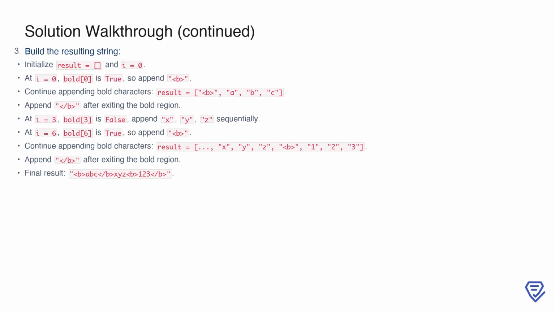With the bold array ready, we now construct the resulting string. We initialize an empty list, result, to build the output and start iterating through the string with an index i. At the beginning, bold[0] is true, so we append the opening bold tag, b, to the result. We then append the bolded characters a, b, and c to the result list. Upon exiting the bold region, we append the closing bold tag, /b.